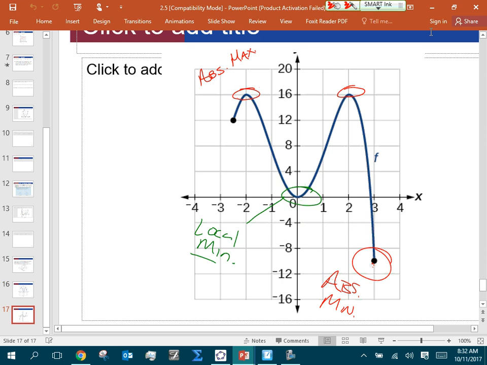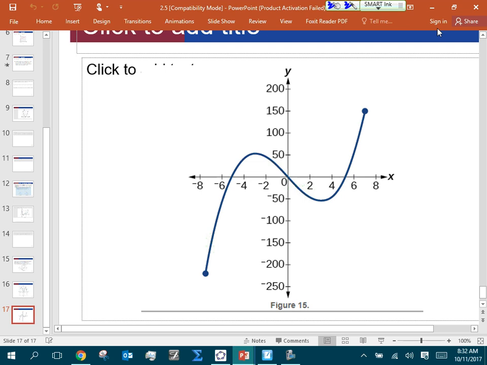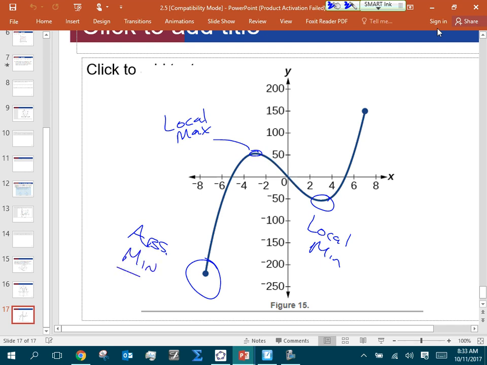If I look at this one here, what do you call that point? That's a local max. What's this one? Local min. What do you call that one? Absolute min. And this one? Absolute max. Okay. What do you notice happens at local maximums and local minimums all the time?